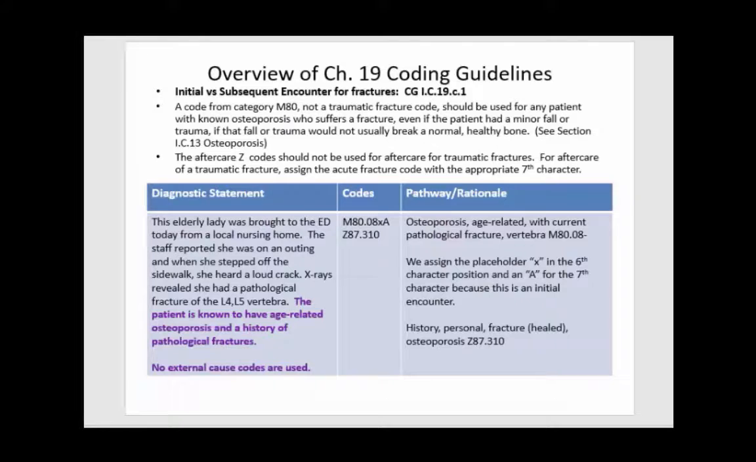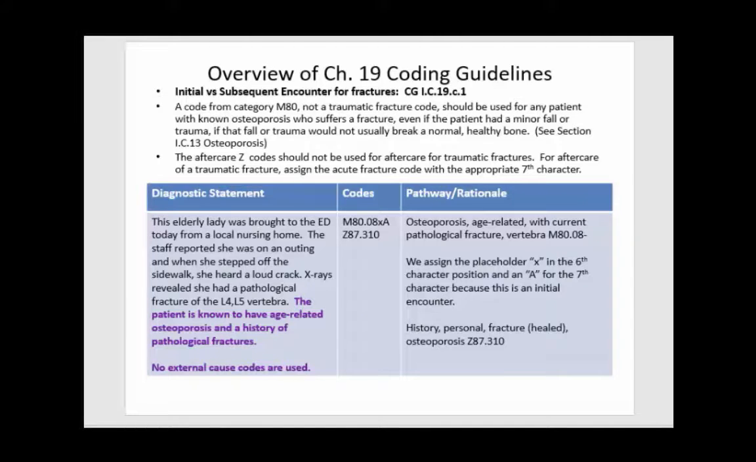The next coding guideline talks about osteoporosis. When someone has osteoporosis and either does or does not have a history of pathological fractures, they can do something as simple as stepping off of the curb and a bone will break. We do not use external cause codes because this is a very unusual case, but the patient does not get the Chapter 19 S code for the injury.